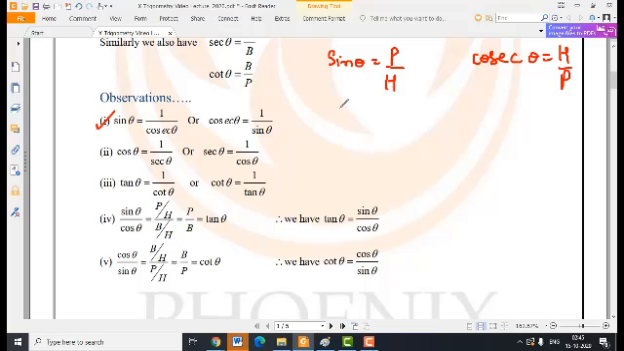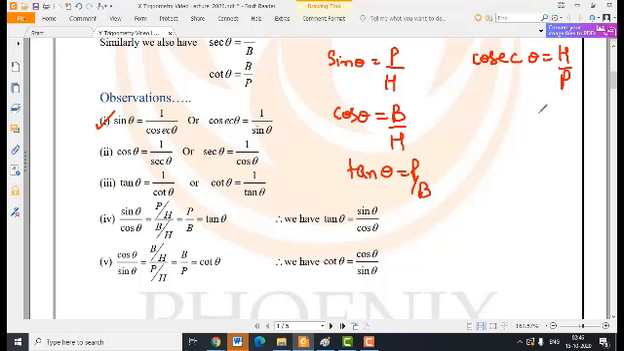Similarly, cos theta we have defined as base upon hypotenuse. You remember the phrase: sine theta, some people have curly brown hair through proper brushing. So this is what I have. I have three different ratios.